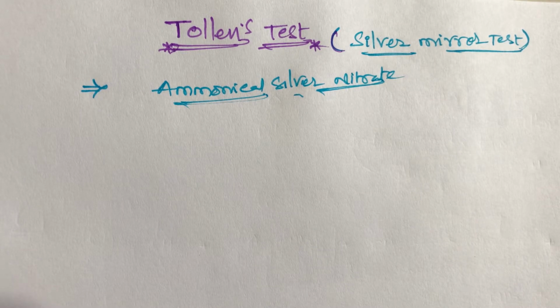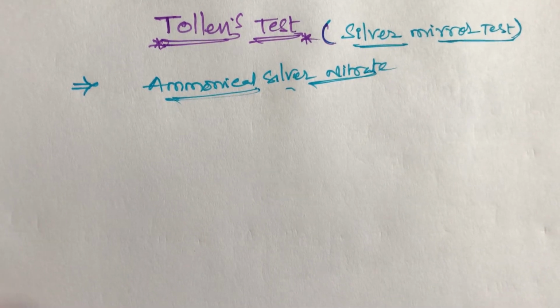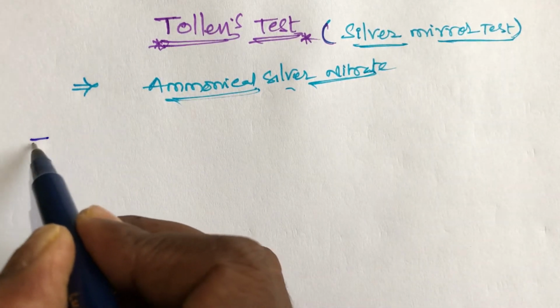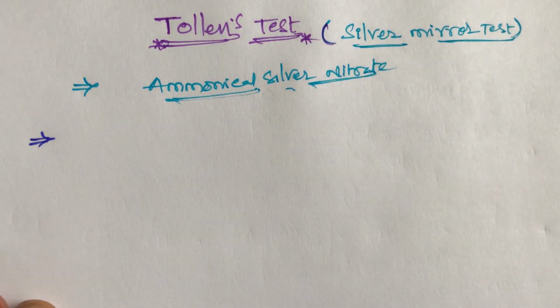So generally, what is the Tollens test? What is the Tollens reagent, student? That is ammoniacal silver nitrate. Ammoniacal silver nitrate is called Tollens reagent. This ammoniacal silver nitrate is not available in the lab, but we freshly prepare the solution. So how to prepare Tollens reagent, student?